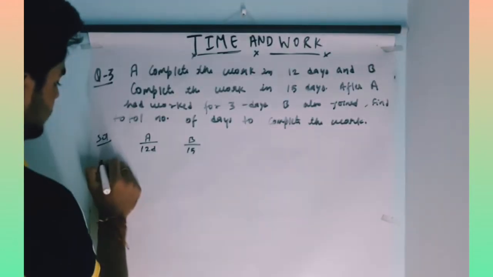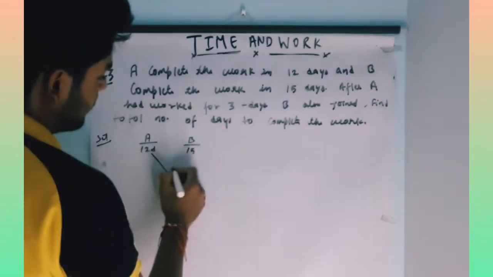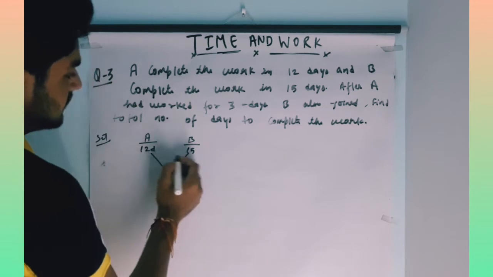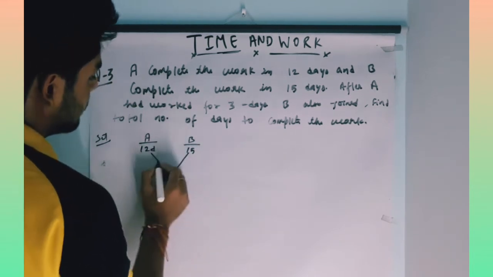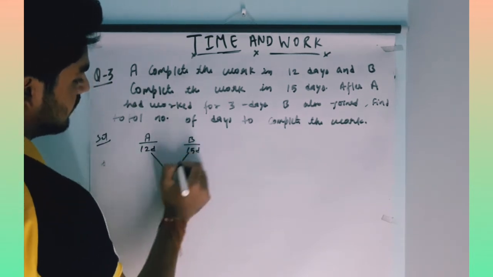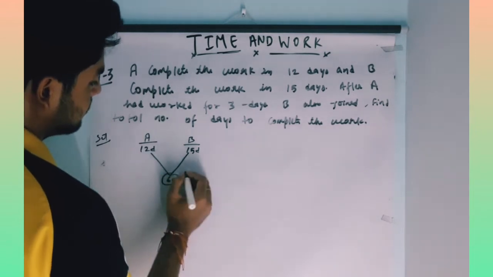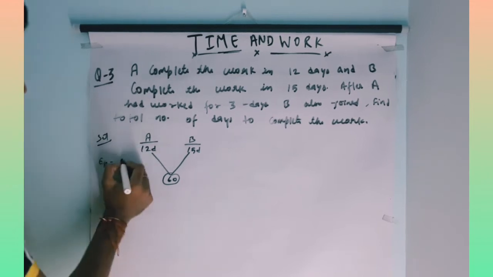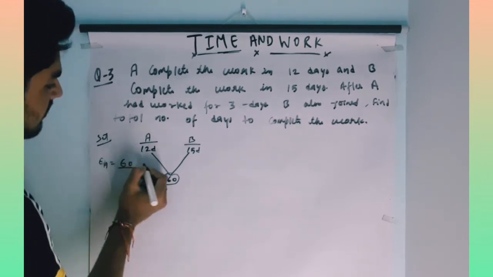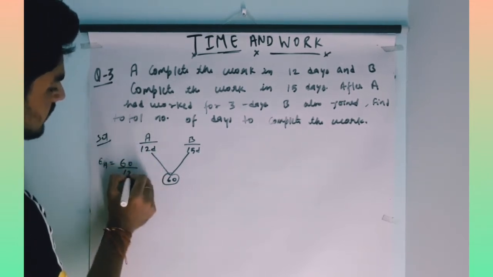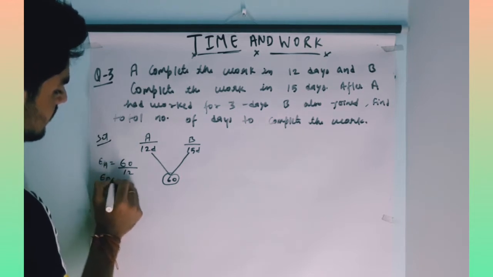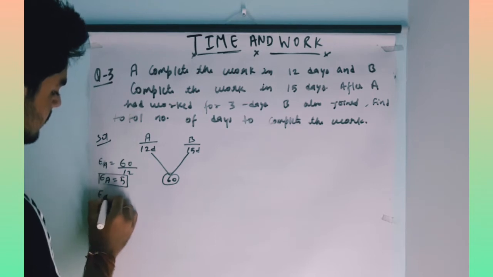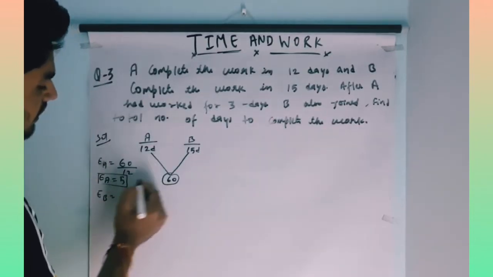Now first we have to calculate the total work. Total work is the LCM of 12 and 15, which is 60. So the efficiency of A is total work divided by the total number of days, 12. So the efficiency of A is 5. Similarly, the efficiency of B is 60 divided by 15, 4.